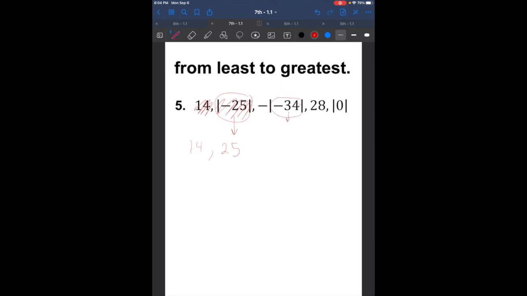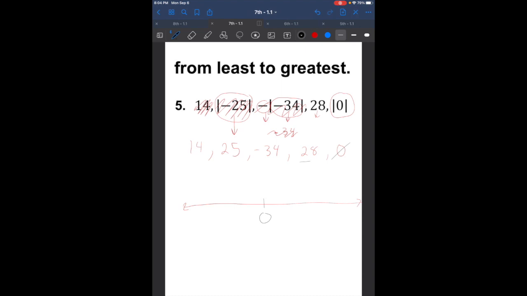What is the absolute value of negative 34? Well, that's 34. But remember, this drops down, so that turns back to negative 34. So now you have negative 34. You have 28, just regular 28. And then, well, the absolute value of 0 is just 0. There's no positive or negative 0. So let's put these numbers on a number line. I'm going to start off with the easiest one. And we have 0, right? So that goes right in the middle.